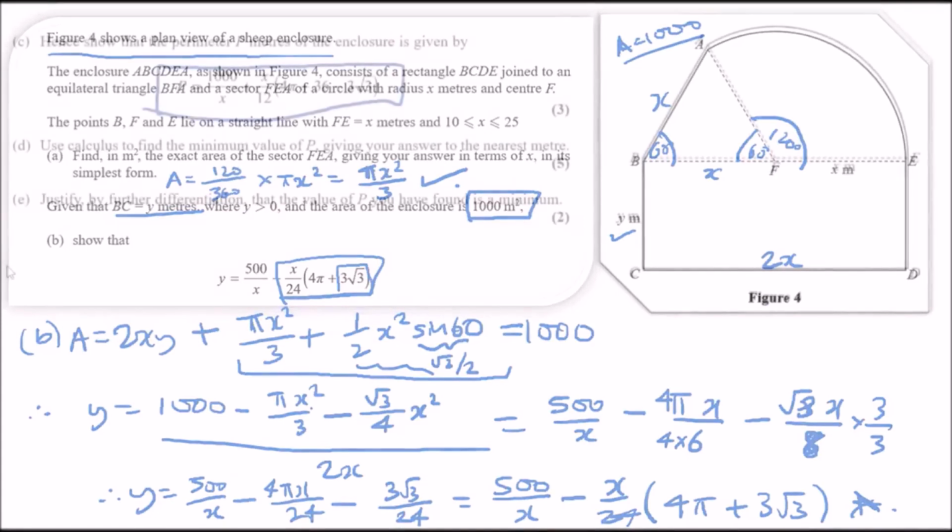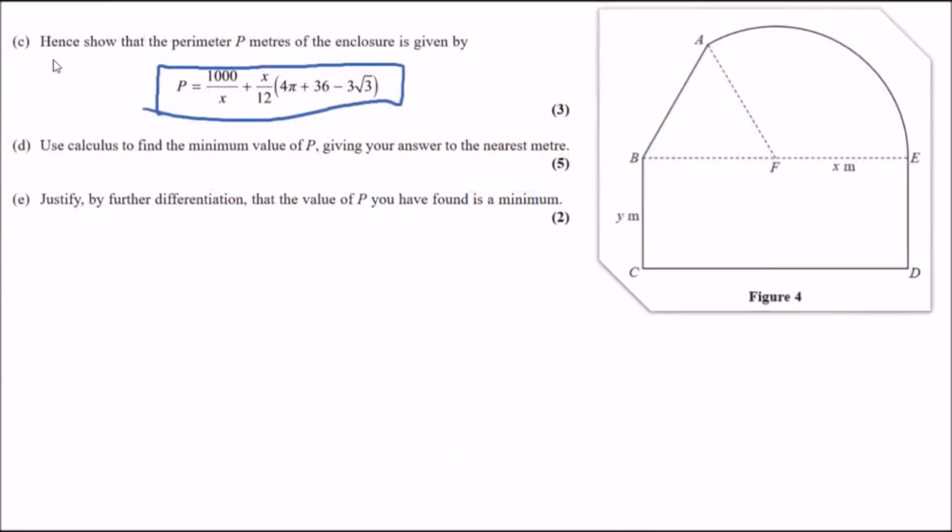Let's move on. Okay guys, here we go. Part C. It tells us that, hence, show that the perimeter P meters of the enclosure is given by P equals 1,000 over x plus the term you see right here.